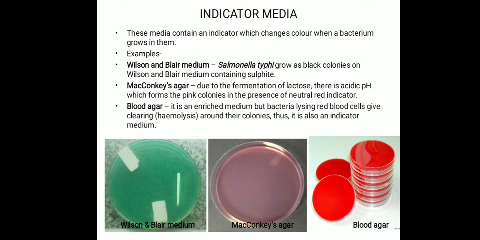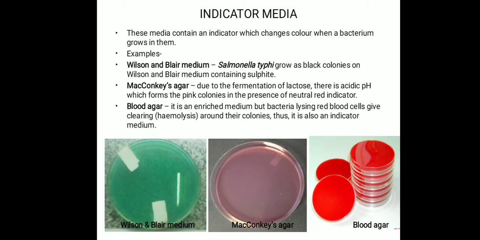Then next we have the indicator media, which will indicate a color change. This medium contains an indicator which changes color when a bacterium grows in it. That is why it is known as an indicator medium. For example, if you see the first picture, it is Wilson and Blair medium. Then we have MacConkey's agar again, which also comes under indicator media. Then we have the blood agar.